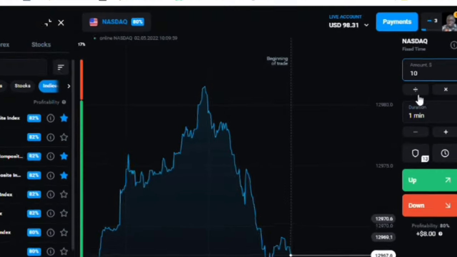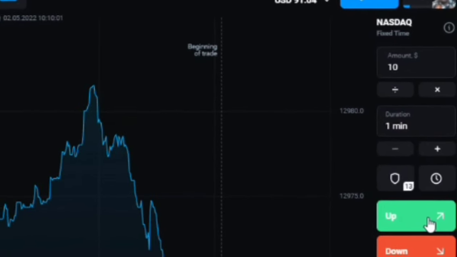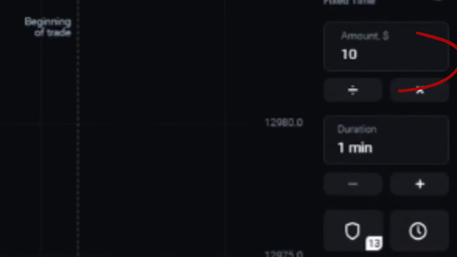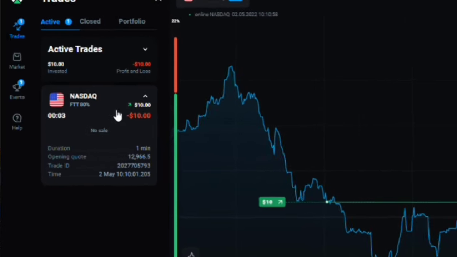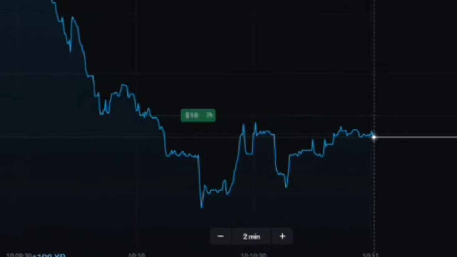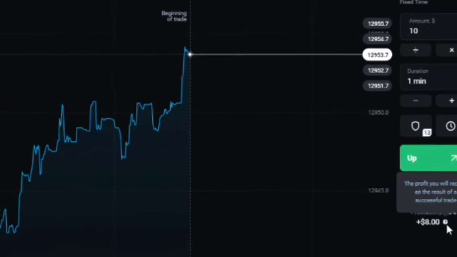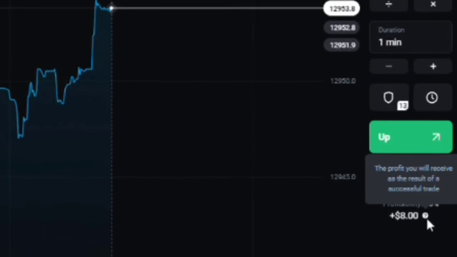Fixed time trading means no risk of losing more than the allocated amount in a trade. For example, if you trade with $10 in a fixed time trade and you lose that trade, you will only lose the $10 and nothing more. Also, when trading fixed time trades or binary options, you will know the exact possible profit or loss in advance.